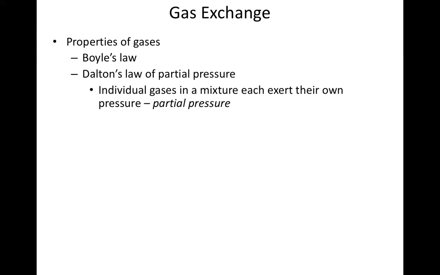Dalton's law of partial pressure states that when gases are in a mixture, each gas exerts its own pressure, which is a partial pressure of the mixture as a whole. So air is made up of 4 or 5 different gases. Each one is going to exert its own pressure to make up the 760 millimeters of mercury that we see when we talk about atmospheric pressure.